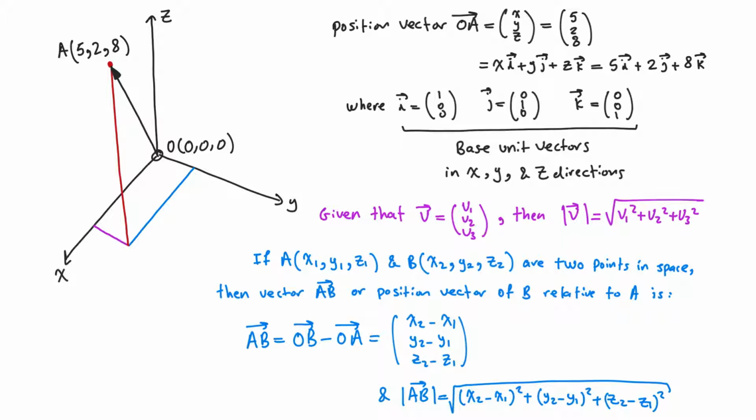Once we have the components in x, y, and z direction, we can find the magnitude of vector AB by simply taking the square root of the sum of the squares of its x component, y component, and z component. And you can see that the magnitude of vector AB is the square root of x2 minus x1 squared, which is the x component, plus y2 minus y1 squared, which is the y component, plus z2 minus z1 squared, which is the z component of vector AB.